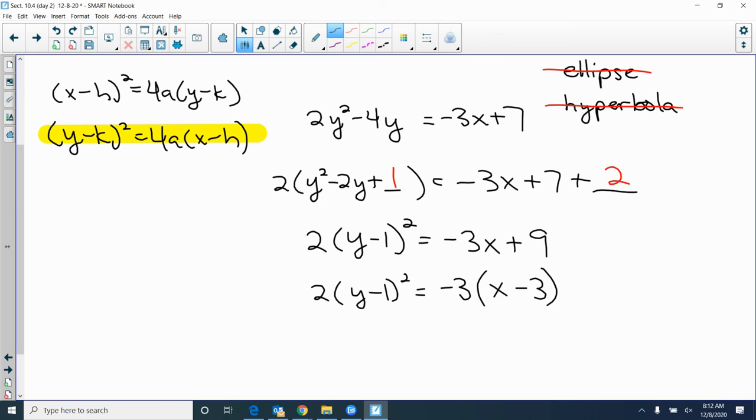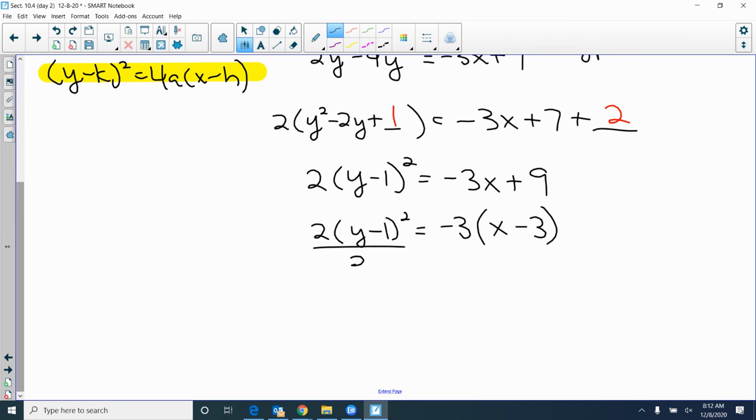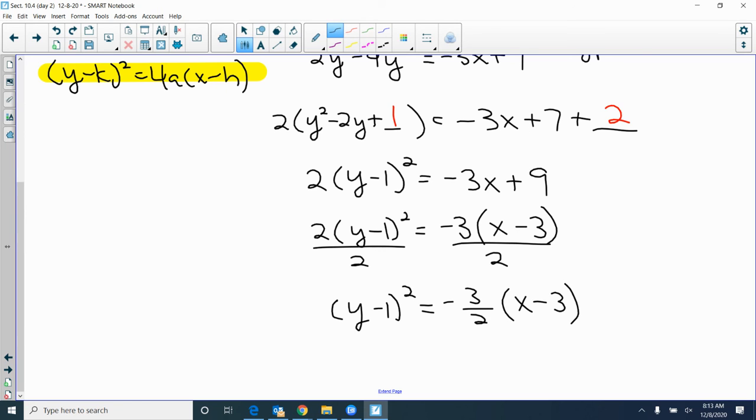We do not want that constant over there on that left-hand side, that 2. We always write it as just the quantity squared. So to get rid of this 2, I got to divide by 2. So in the end, it's going to be y minus 1 squared. Here's what I can do. I can just take negative 3 over 2 and make that a constant out in front of x minus 3. So that would be your final parabola, standard form.